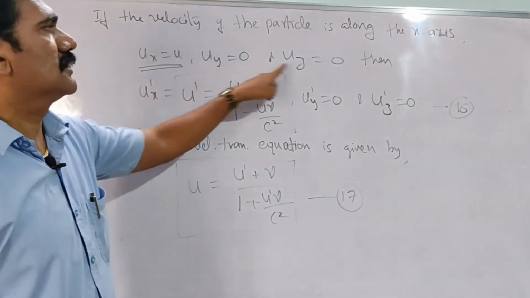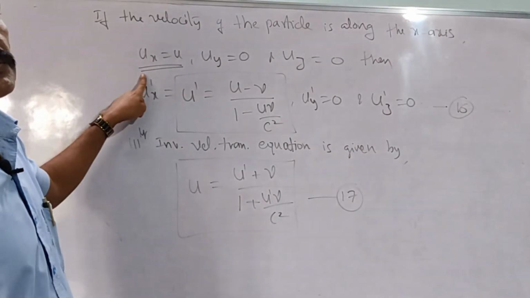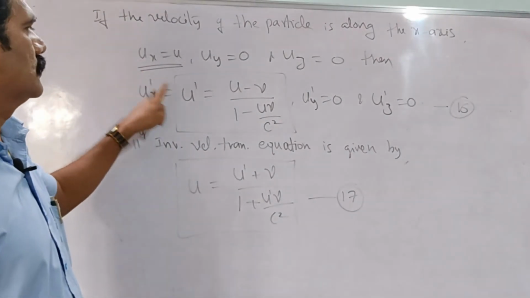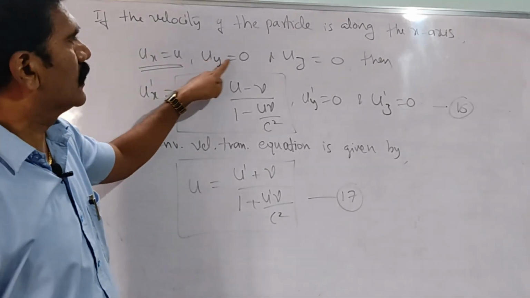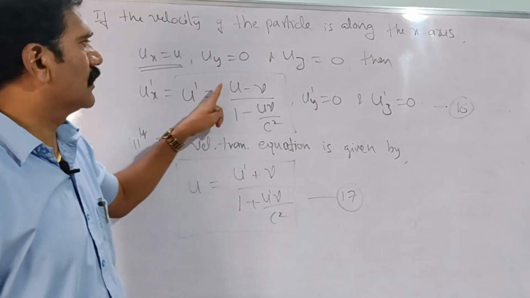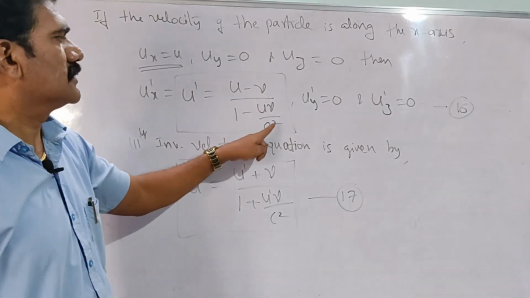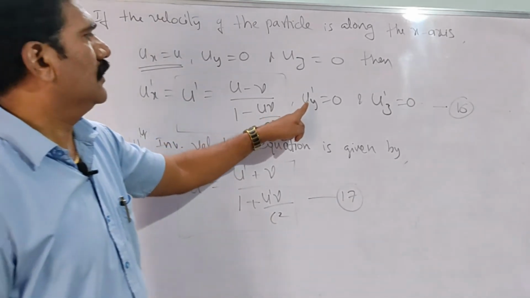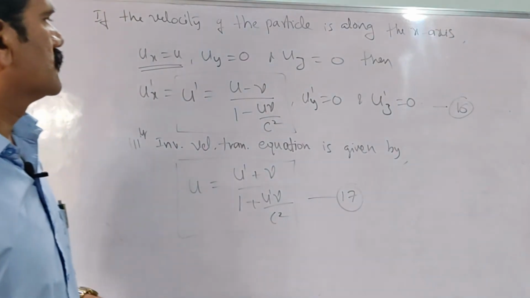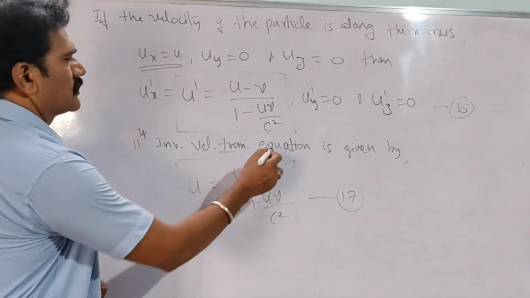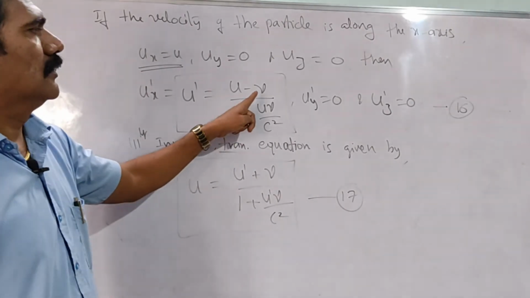With this, applying these conditions, we get the equations as, instead of writing component ux dash, you just write u dash. Remaining, by assuming uy equal to 0 and uz equal to 0, you will get only u dash equal to u minus v divided by 1 minus uv by c square in the first equation, and uy dash equal to 0 again, uz dash equal to 0 again. Similarly in the case of the inverse velocity transformation equation also, you will get u is equal to, by interchanging, minus v.